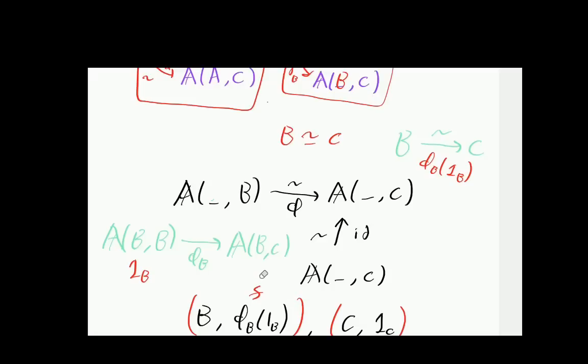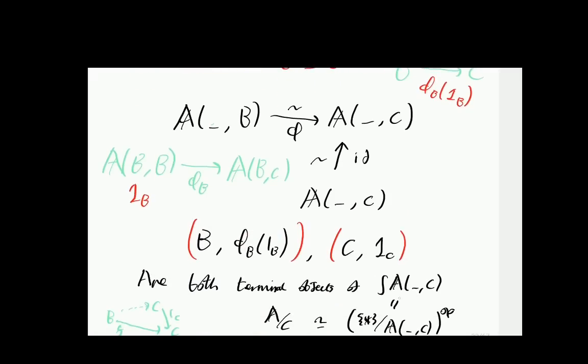So basically, the idea is that this is a representation of this functor here, and so it follows that if we take B together with the element of A(B, C) that corresponds to this phi under the Yoneda lemma, in other words, if we take B and phi_B of the identity of B, that's going to be an object in the category of elements of this functor here. Moreover, it's actually going to be a terminal object in this category of elements.